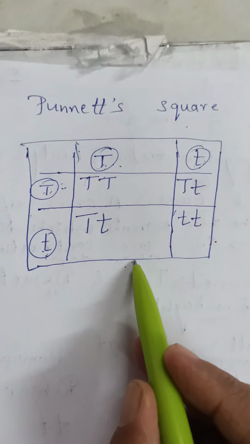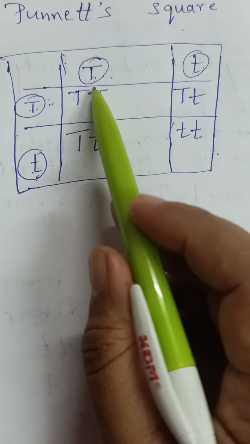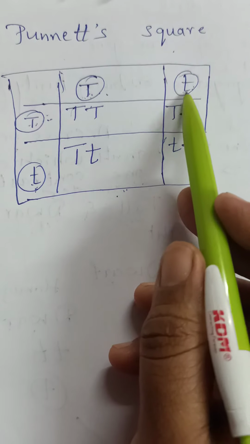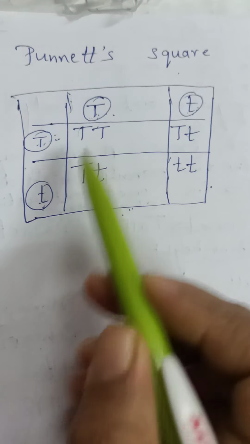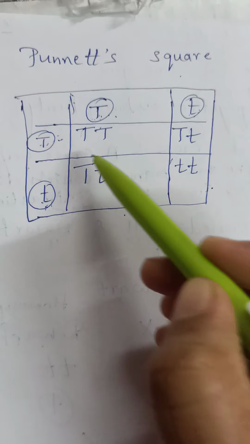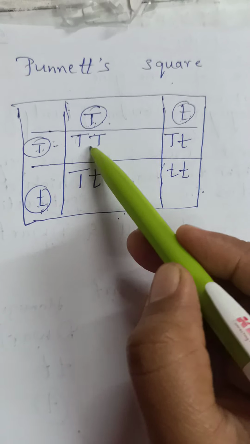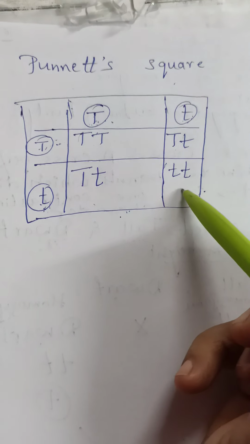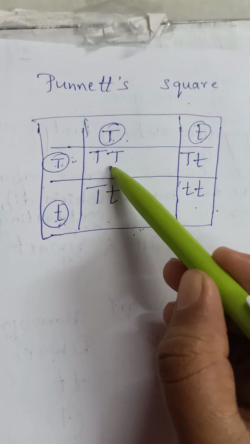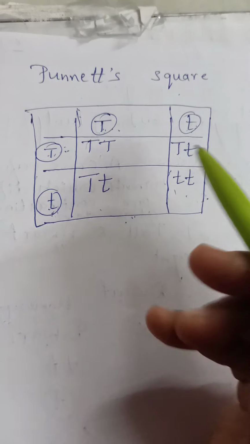So this is F1 selfing. F1 is crossed with F1. F1 is capital T and small t on both sides. Then we combine them and write the results. After this, we need to write the characteristic features.